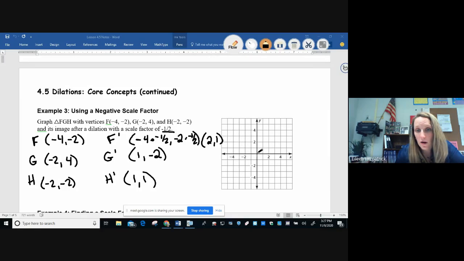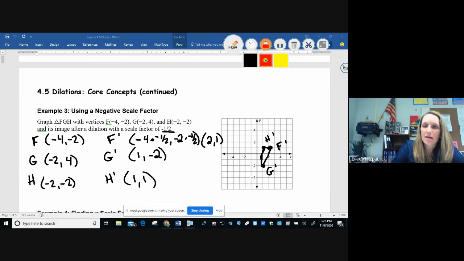All right. So plotting the points, F prime is at 2, 1. Oh, I didn't even do the original. I'll have to go back. 1, -2. It's G prime. And 1, 1. H prime. All right, so here is, whoop, that was terrible. All right, I'm not going to erase. Just imagine that straight. All right, so that's my image.